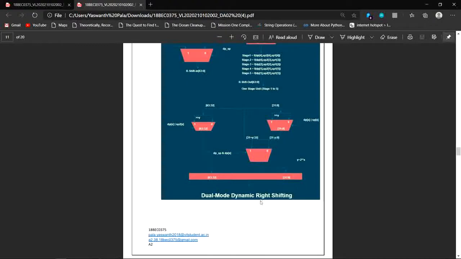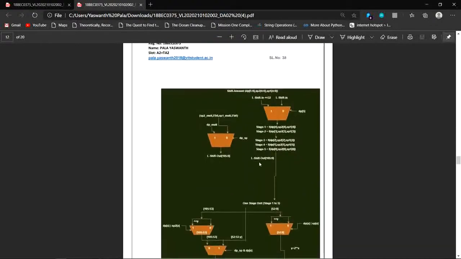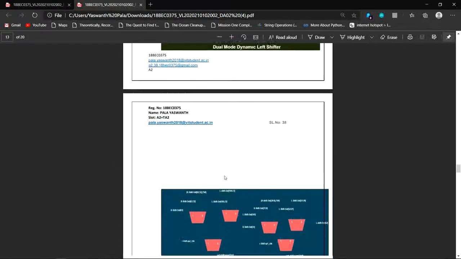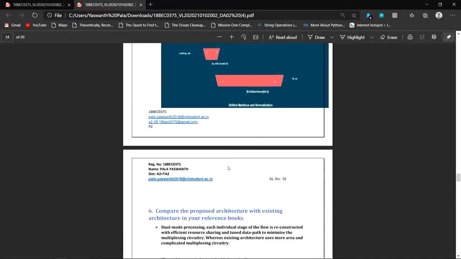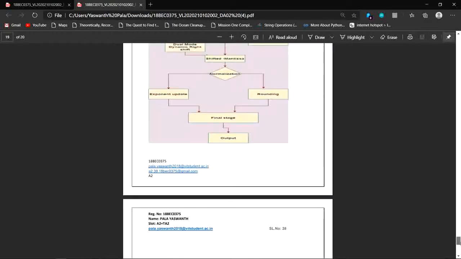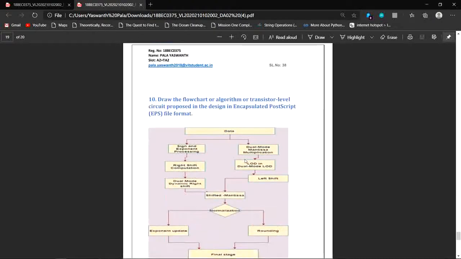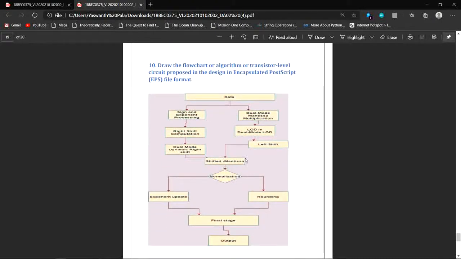So for the dual mode it's dynamic right shifting. Depending upon the mode it goes about right shifting or left shifting, and then finally the shifted Mantissa and normalization, and then we get the final output. This is clearly shown up here. After the Mantissa is shifted, it gets to normalization, and then exponent update or rounding depending upon the output we want, and then the final stage and ultimately the output. So this is the flowchart of the algorithm at the transistor level that we are following in the system.